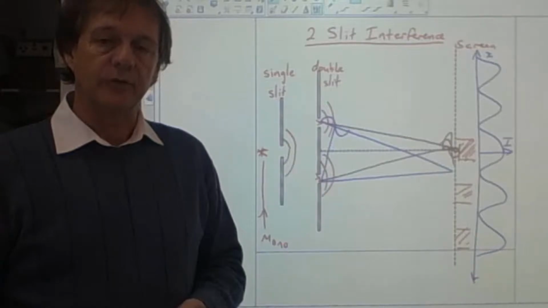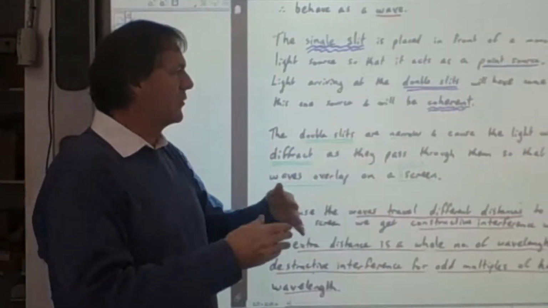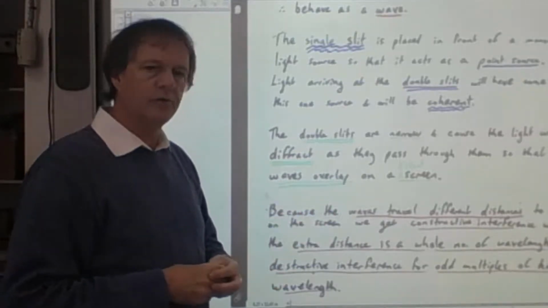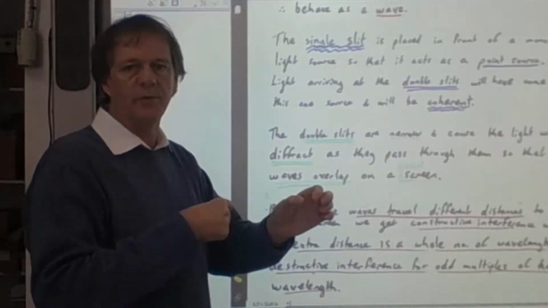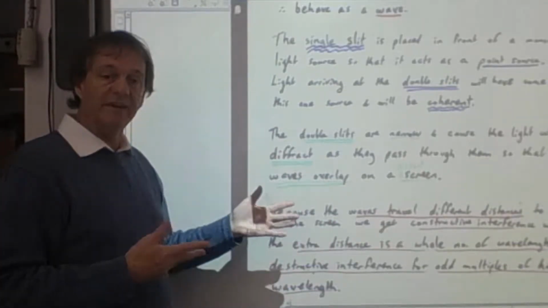So I've got some notes on that as well. So the key things to bear in mind here are in the notes. The double slits are narrow, and that causes the light waves to diffract as they pass through them, and you're getting coherent sources because they come from the initial single slit. That allows them to overlap on the screen, which is really important to get interference.